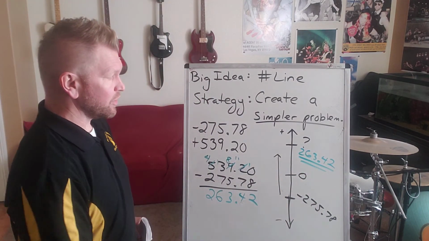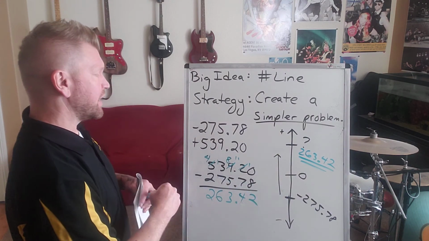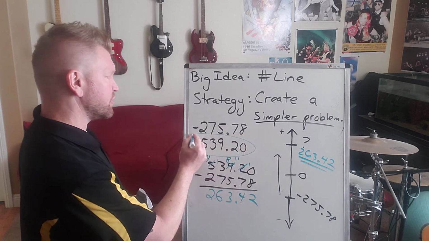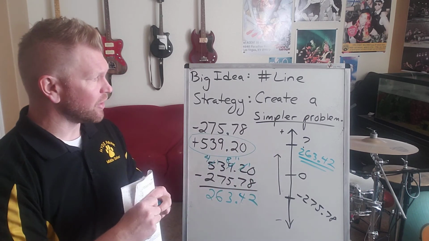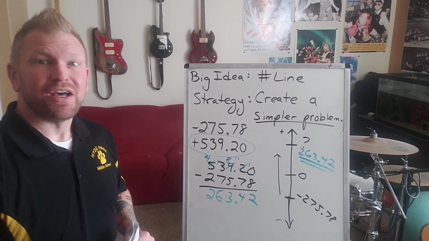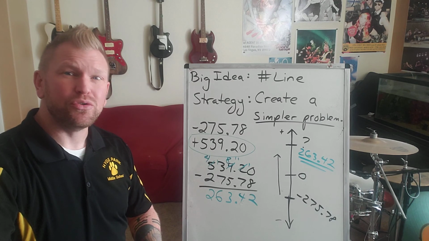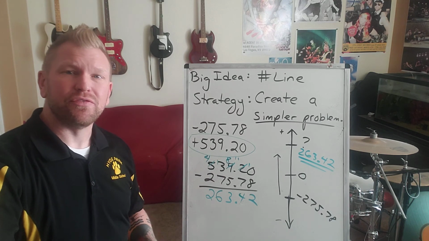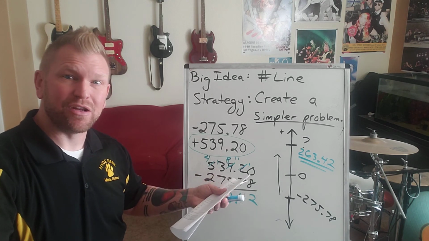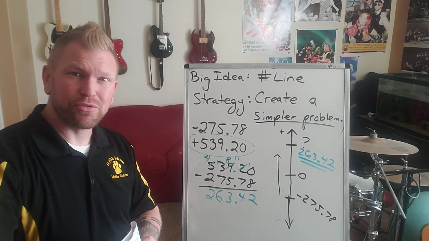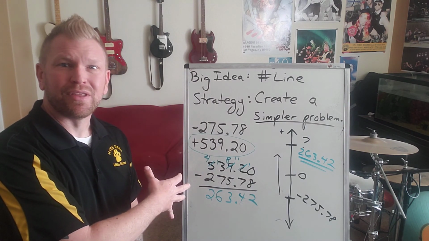So if he started with $275.78 below 0, but he added $539.20, that takes him up above 0 to $263.42. And we solved it the same way that we solved the simpler problem of negative 2 and then adding 5. So if you could do negative $2 below 0, and add 5 to that to get above 0, if you could solve that simpler problem, you could solve this problem as well the same exact way. All right, there you go.